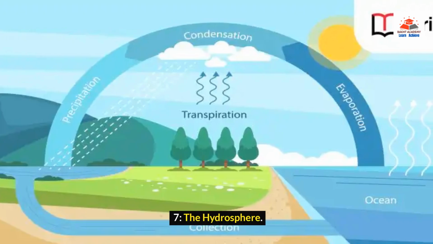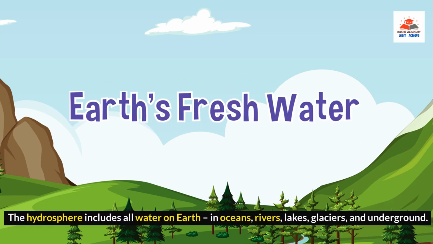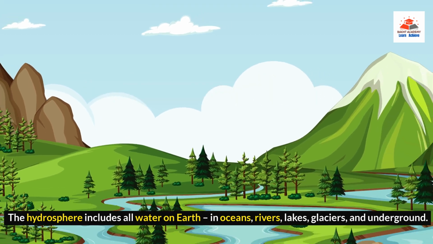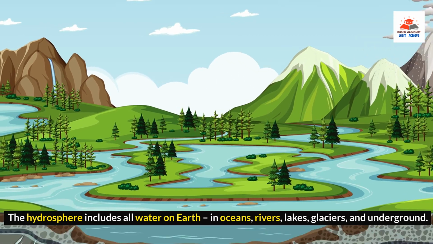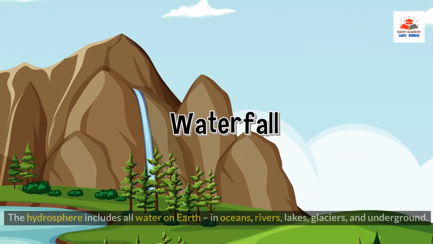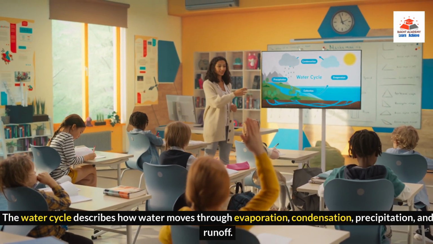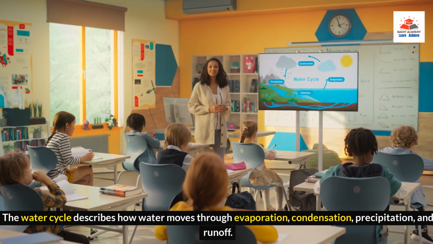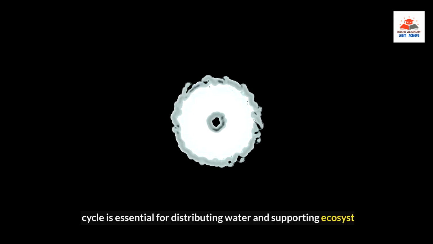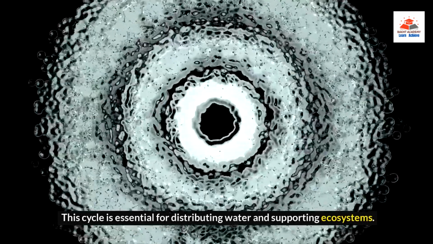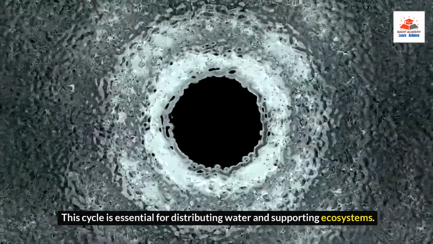7. The hydrosphere. The hydrosphere includes all water on Earth, in oceans, rivers, lakes, glaciers, and underground. The water cycle describes how water moves through evaporation, condensation, precipitation, and runoff. This cycle is essential for distributing water and supporting ecosystems.